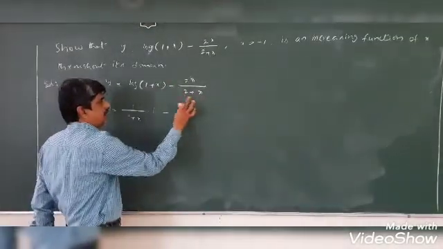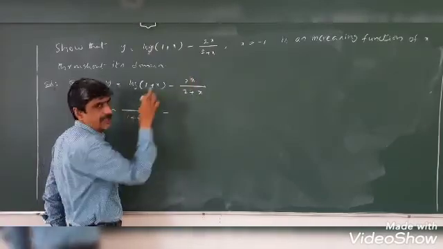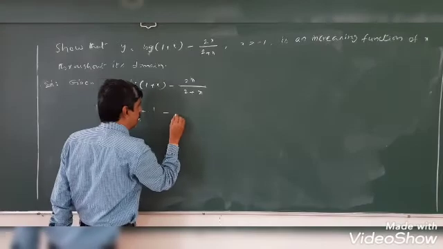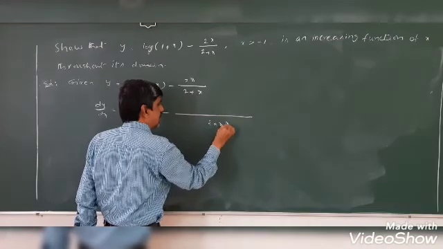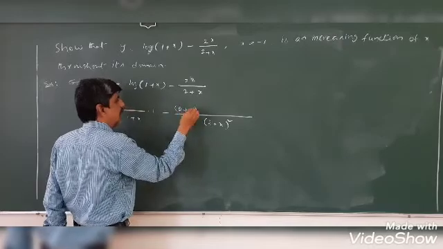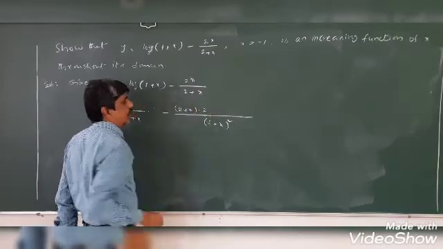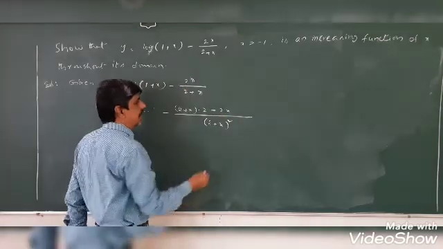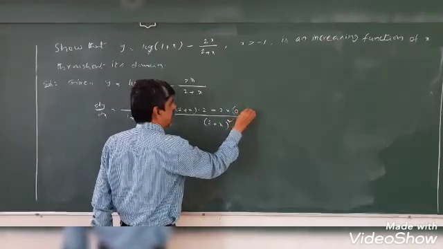Minus dy by dx of 2x by (2 plus x). Now we use the formula for dy by dx of u by v, where u and v are functions of x. Then dy by dx of u by v is equal to the denominator times dy by dx of u, minus u times dy by dx of v, all over the denominator squared, that is (2 plus x) whole squared. So the derivative is (2 plus x) into dy by dx of 2x, minus 2x into dy by dx of (2 plus x), which is 0 plus 1.